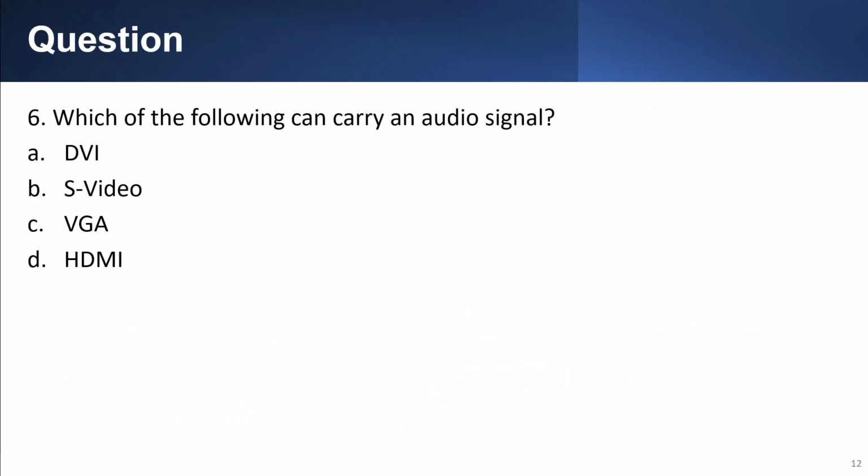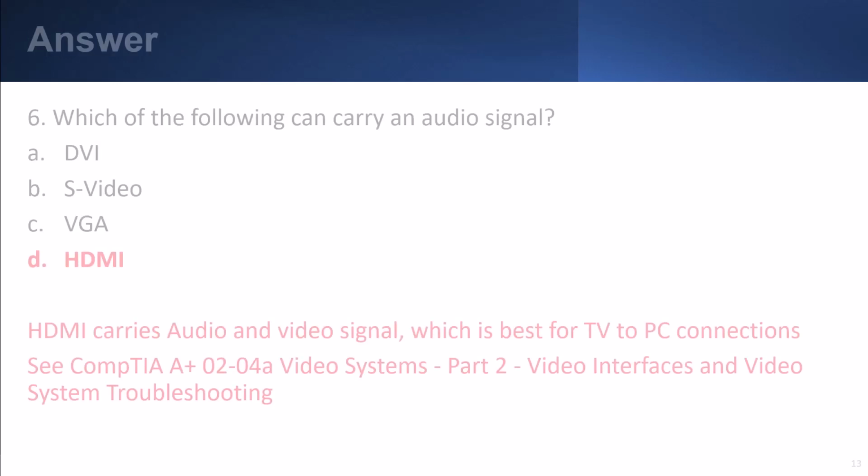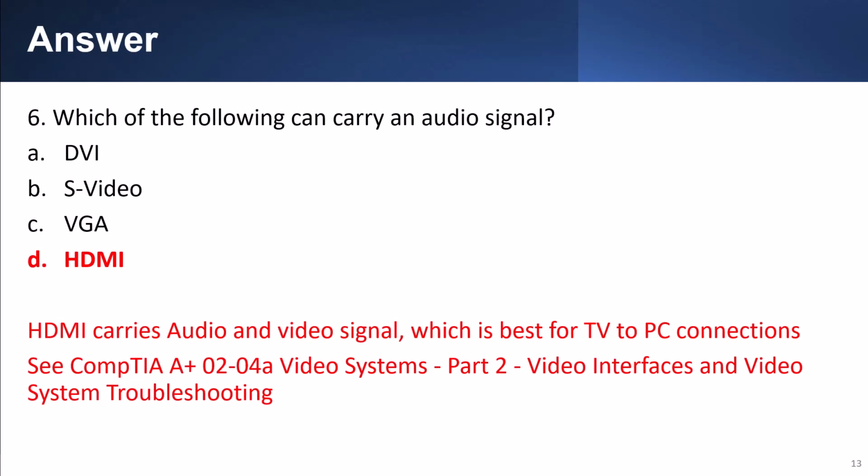Question 6. Which of the following can carry an audio signal? Answer: HDMI. HDMI carries audio and video signals, which is best for TV to PC connections.